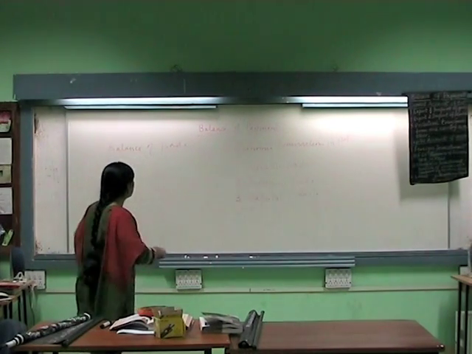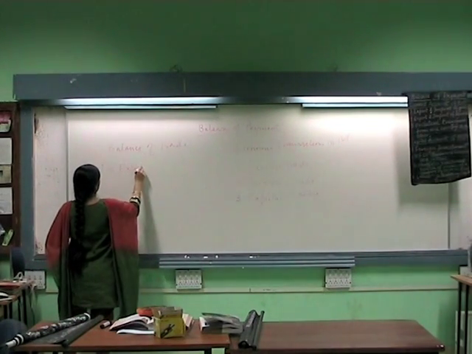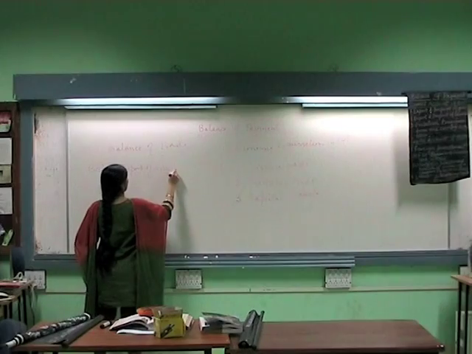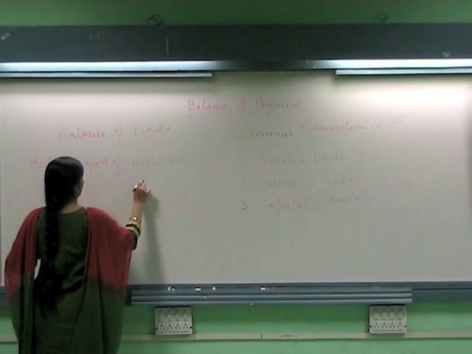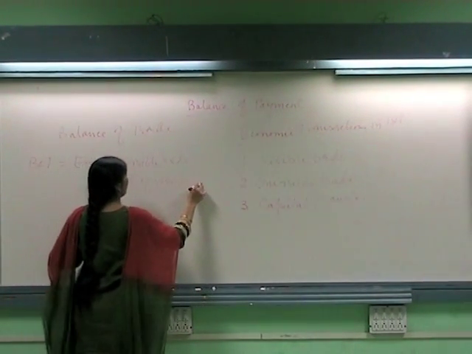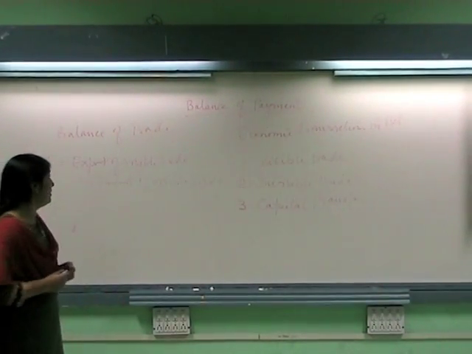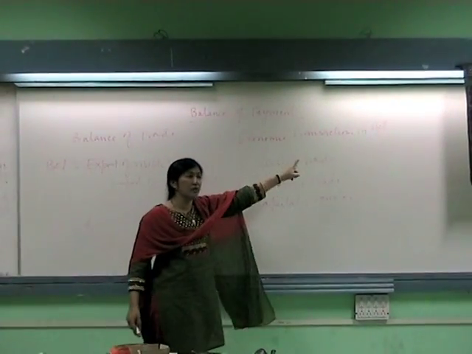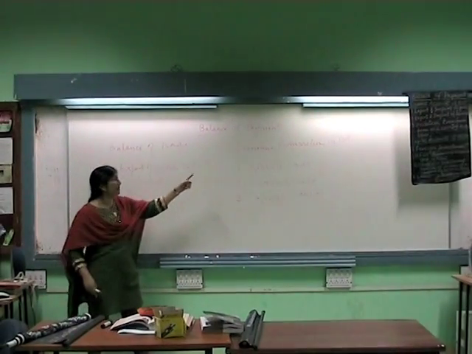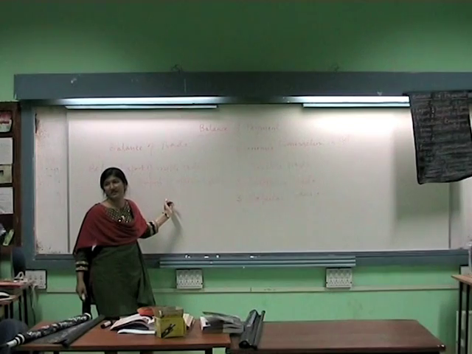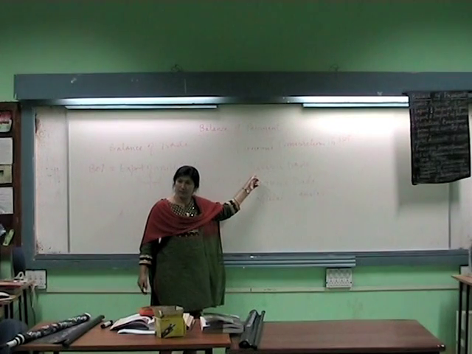So balance of trade can also be written in the form of a formula. It is the export of visible trade minus import of visible trade, and visible trade will include only and only goods. Clear? So that is the difference. Balance of payment is a broader concept, and balance of trade is a narrow concept, in the sense that balance of payment includes balance of trade. Why? Balance of payment includes all three. It includes visible trade also.